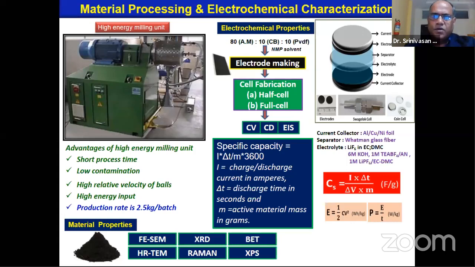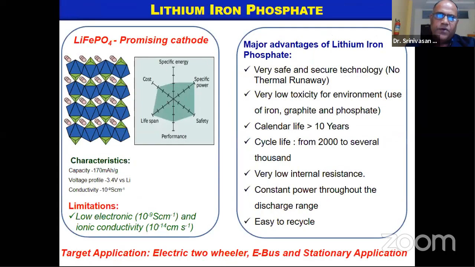And then there are a lot of equations involved to estimate the material performance. First, I'll be talking about lithium iron phosphate. As I mentioned earlier, there are a lot of advantages when you are using lithium iron phosphate. It is a very safe and secure technology. As I mentioned, there is no thermal runaway. Thermally, it is highly stable, with very low toxicity for the environment.